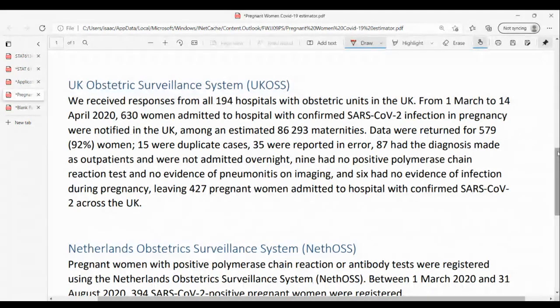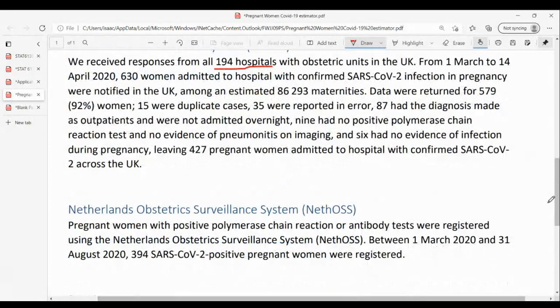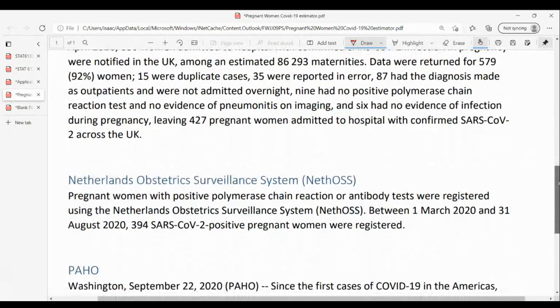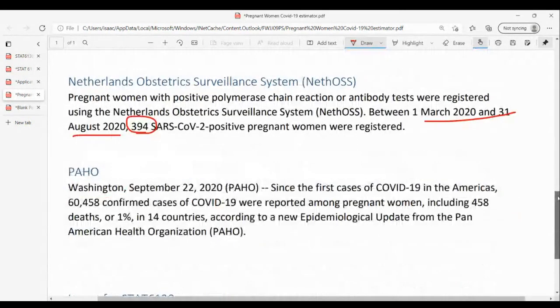They got permission to collect this data and to publish this data with regard to some of these women who had contracted COVID-19. And then similarly, a similar situation in the Netherlands, where they collected data between March 1st and 31st of August 2020, and it shows the number of pregnant women who were registered who were COVID-19 positive. And then we have an estimate from PAHO.